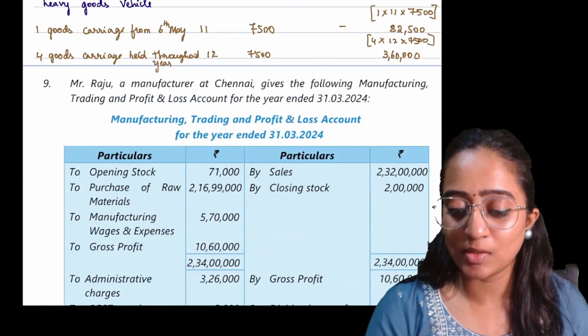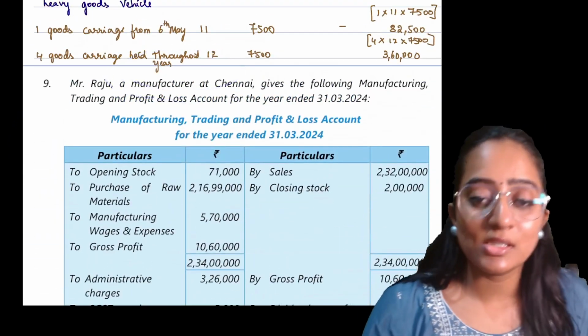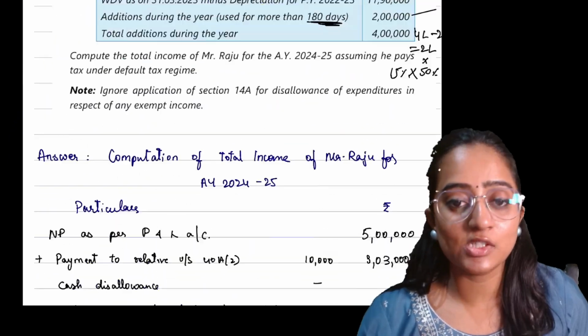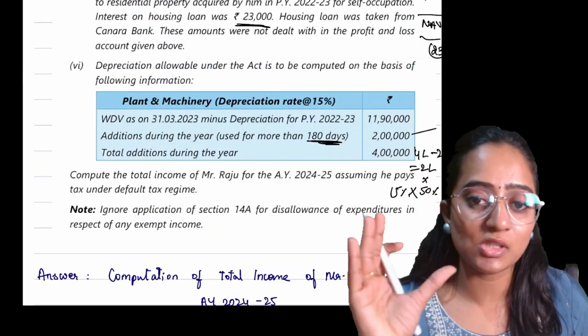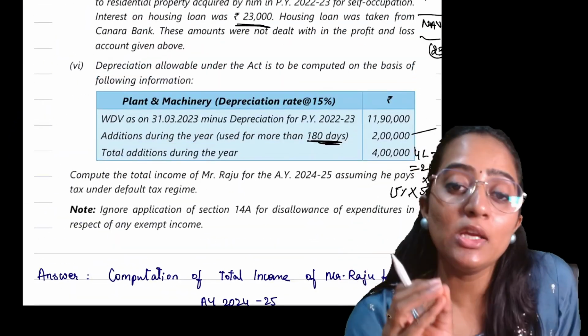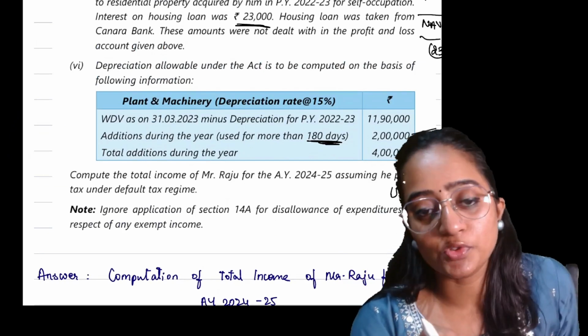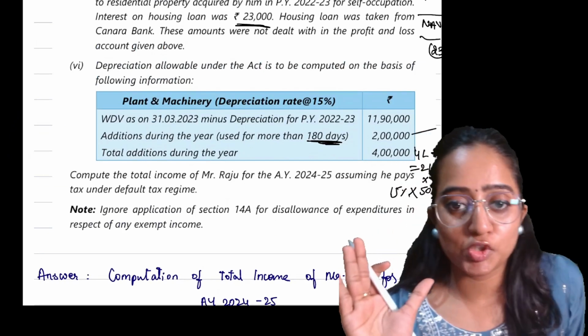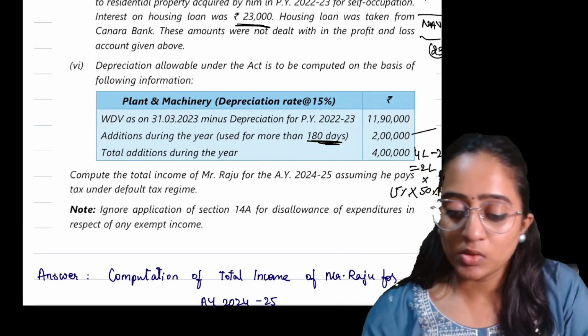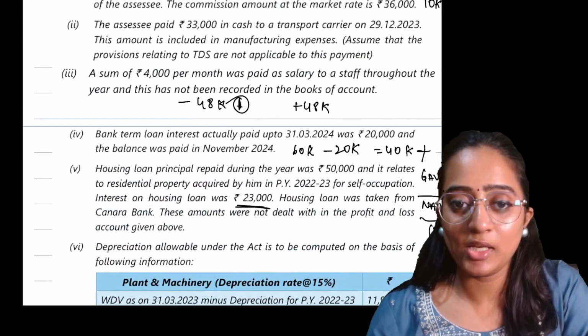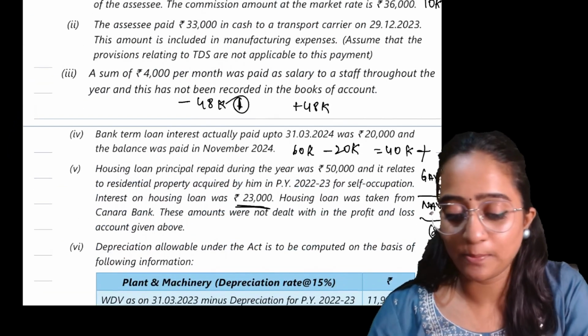Now, additional depreciation would not be considered, people, even though this fellow is into manufacturing, because this fellow is opting for the default tax regime. Under the default tax regime, normal depreciation is allowed. Additional depreciation would not be allowed. So we are not going to consider the additional depreciation as per 115BAC.